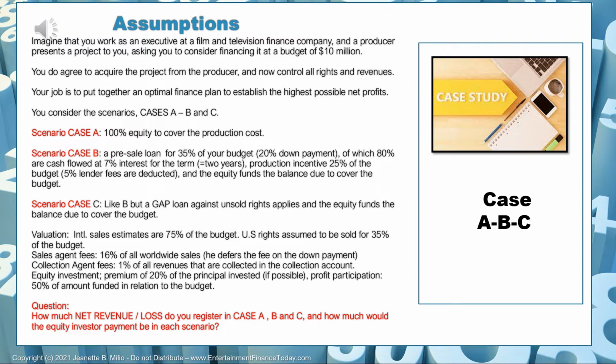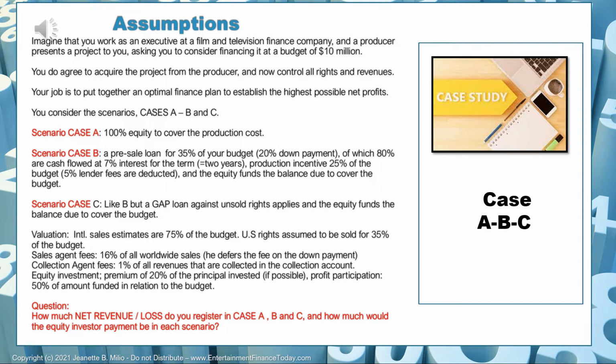And in scenario C, all of the same applies as in case B, but in this case you are also including a gap loan from a senior lender, which is provided to you against unsold rights, but also assuming industry standard terms applicable with most senior lenders that are providing gap loans, which are capping the gap loan at 20% of the budget.